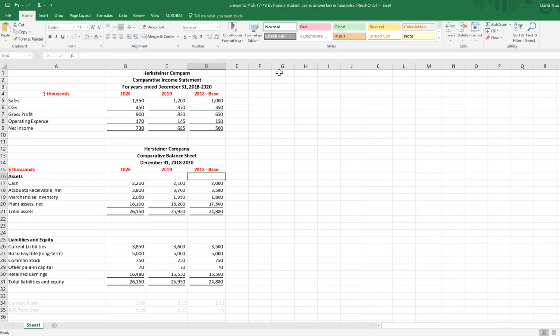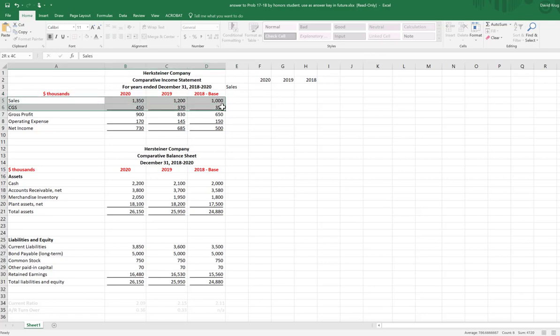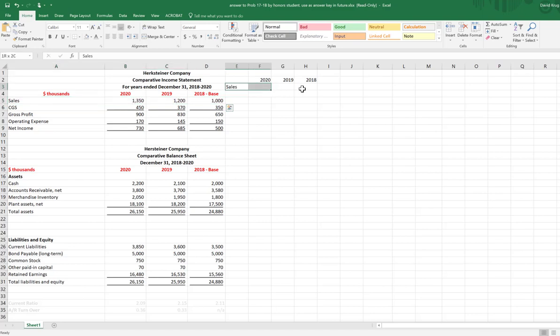Now, I have seen some people that do something like this. They put it over here, and then they go sales, cost of goods sold. No, you don't want this. You don't want sales on this line over here and sales on this line over here. No, you want this all on the same line.